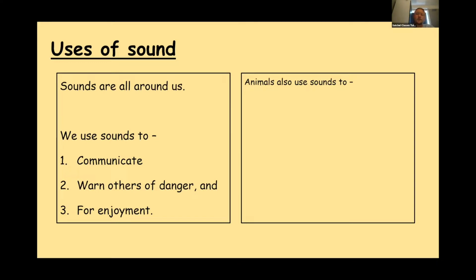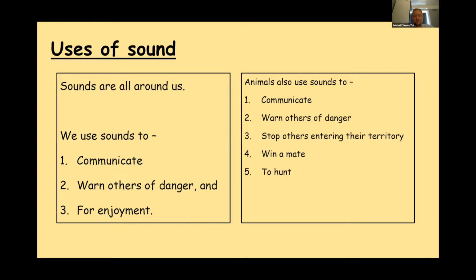Animals also use sounds, and they use them for some of the same things that we do, such as communication, to warn others of danger. But they also use it to stop others entering their territory, which again comes under communication. They use it to win a mate, to hunt. And in specialised circumstances, some animals can use it to find their way around or to hunt when they cannot see due to poor light conditions.